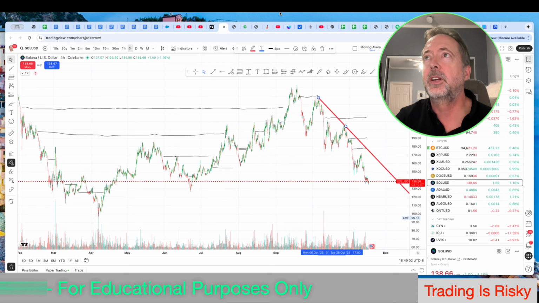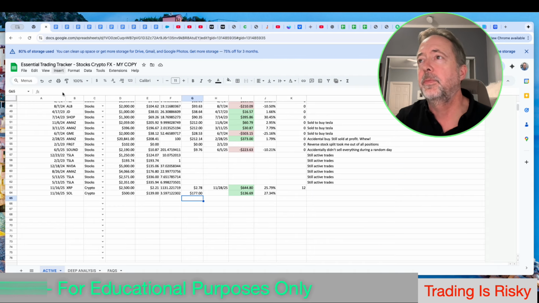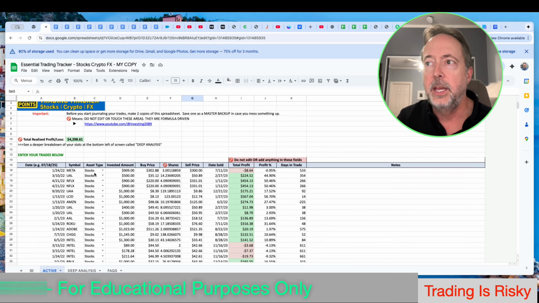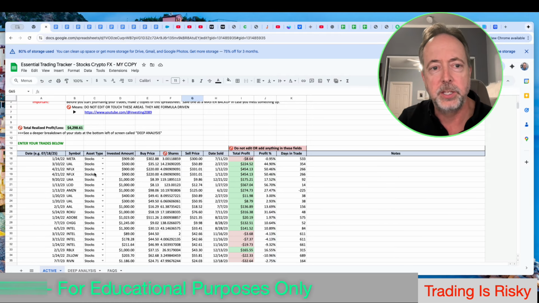Okay, so let's go take a look at the trading tracker. Here it is. I put this together. I did all the scripting and everything for it. I track all my trades, and you guys should too, because you want to know if you're winning or you're losing. This isn't the one that I enter all my trades on, but this is just one for demo purposes.